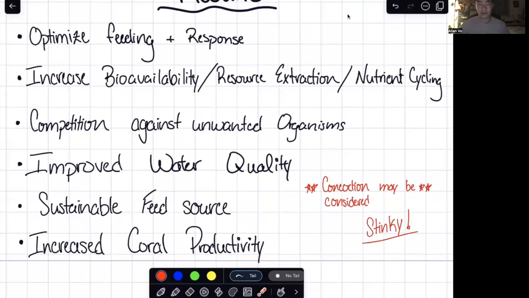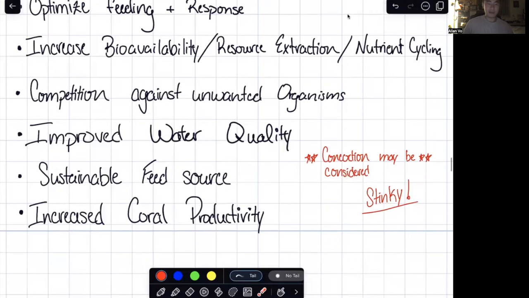Since the bacteria are pretty much taking out all the waste compounds in the water, you benefit from extreme clarity, and that limits the unwanted organisms and pathogens through competition, since you're adding a lot of probiotic bacteria that don't really have any negative effects and are readily available as a food source. This seems like a pretty good win-win to me.